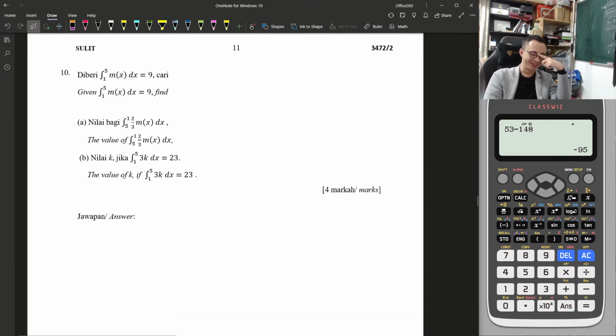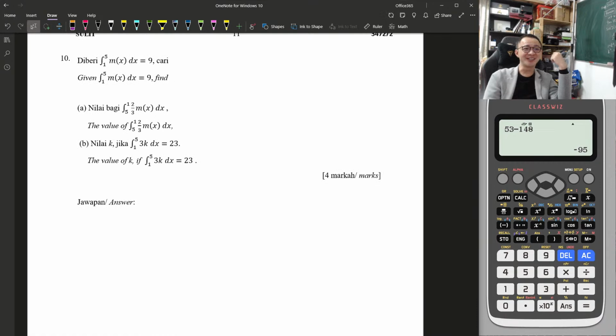3 marks, very easy. Okay, I hope today maybe I can finish because this paper seems not too hard, isn't it? 15 questions. Yeah. So integration, but it seems easy. I don't know.